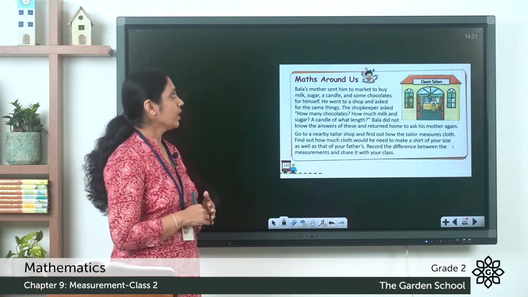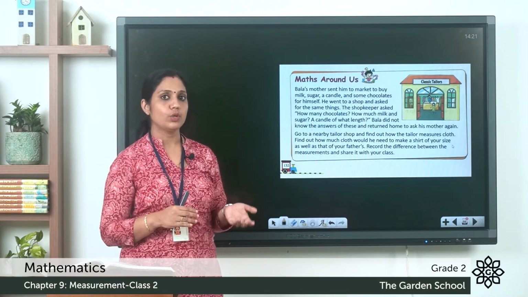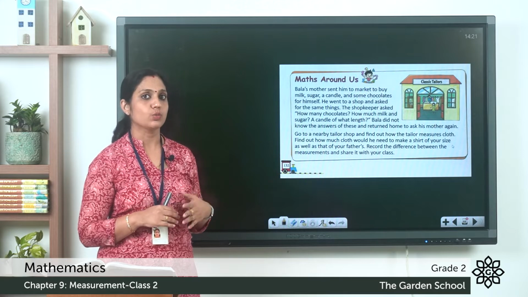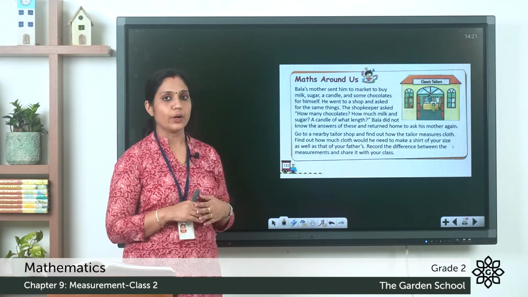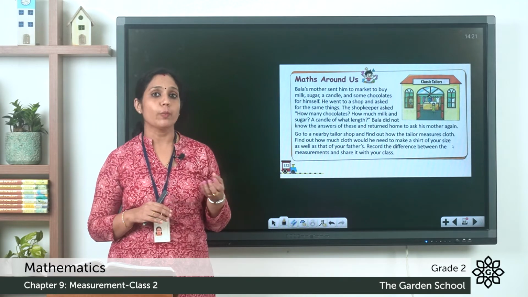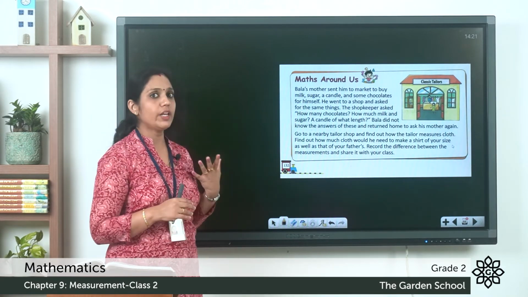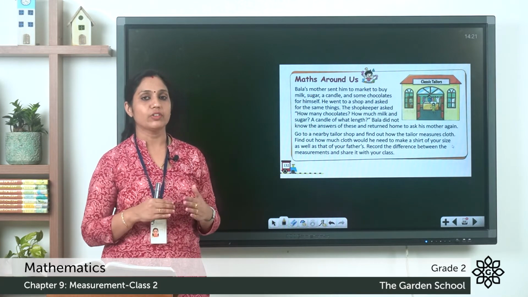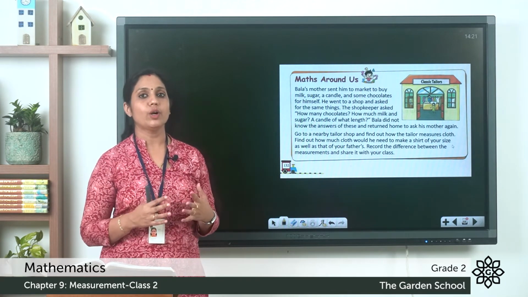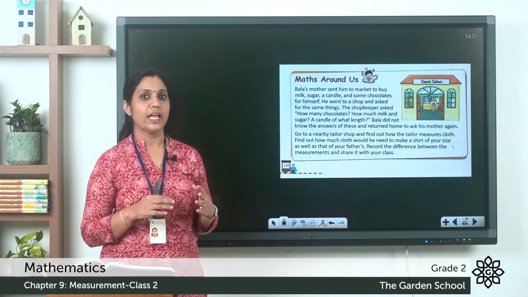So what is it? Bala's mother asked him to go to the shop and she asked him to buy some things. What all things? She asked him to buy chocolate, milk, candle and so on. And when he went to the shop, the shopkeeper asked him how many chocolates he needed and how much milk he needed, what length of the candle he needed. But Bala did not know the answer, so he went back to his mother and asked.